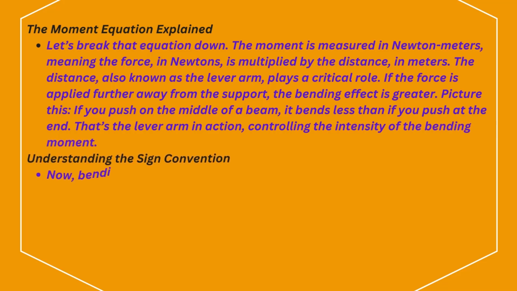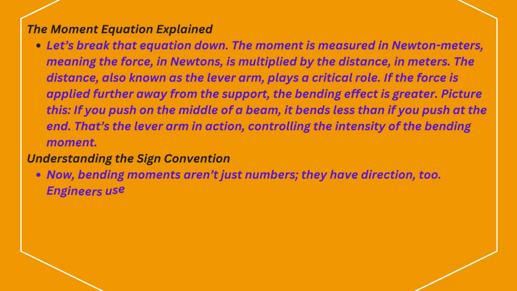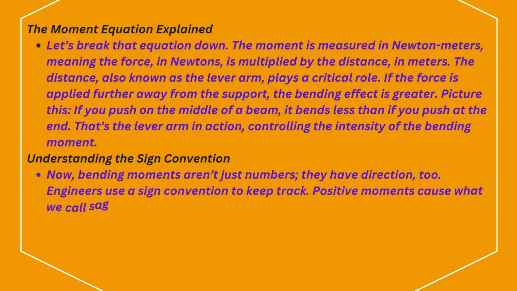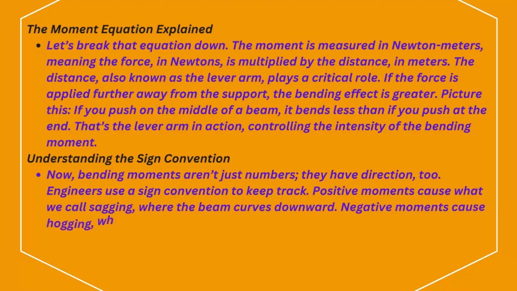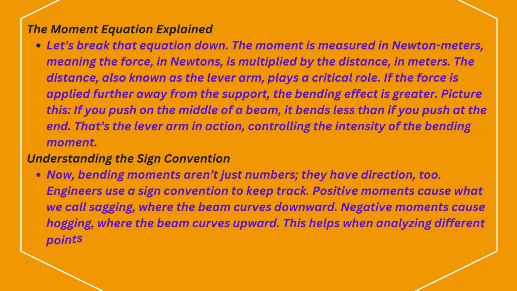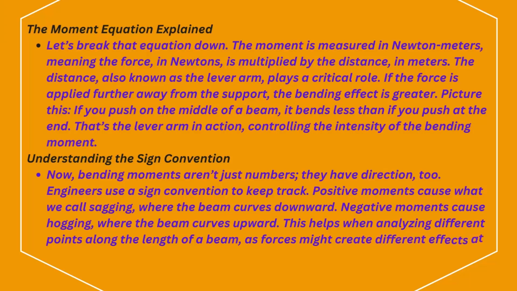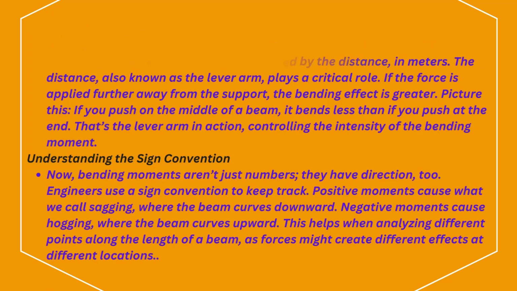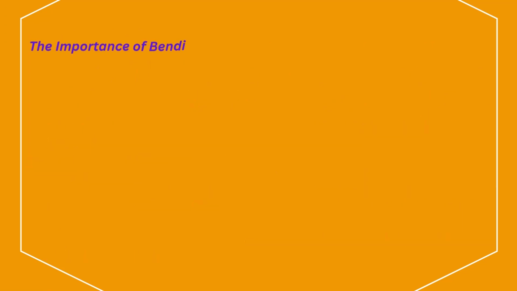Understanding the sign convention. Now, bending moments aren't just numbers, they have direction too. Engineers use a sign convention to keep track. Positive moments cause what we call sagging, where the beam curves downward. Negative moments cause hogging, where the beam curves upward. This helps when analyzing different points along the length of a beam, as forces might create different effects at different locations.